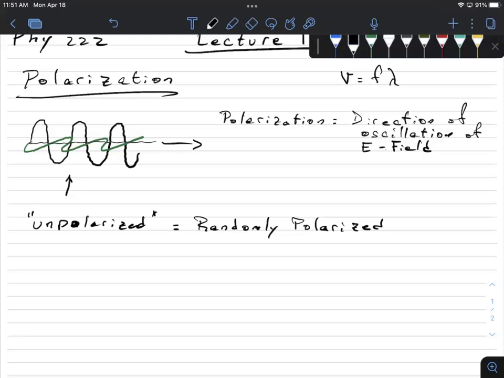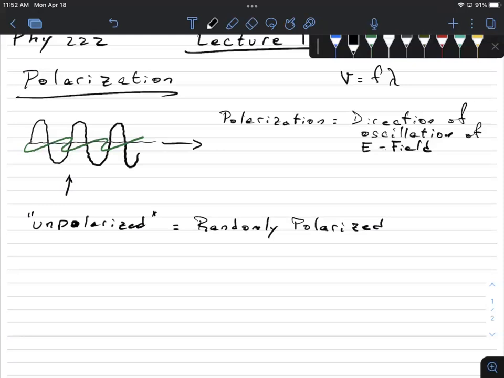And so instead of calling it randomly polarized, they call it unpolarized. Okay, so don't let that terminology trick you. There is no light that does not have a polarization. The electric field is oscillating, so there must be a polarization. But sometimes we use the term unpolarized as kind of a shortcut way of saying it's randomly polarized. It's not always in the same direction from this source.